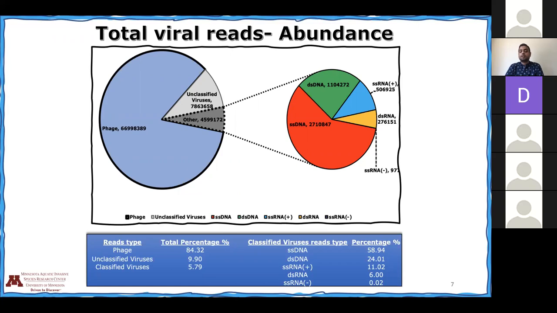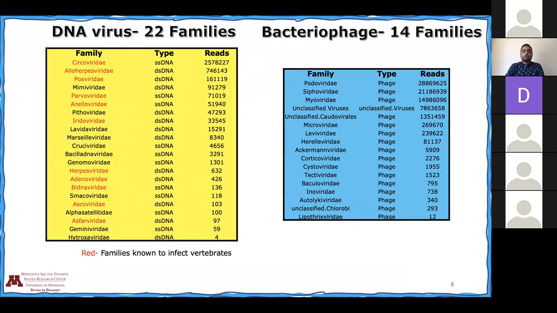We saw that single-stranded DNA viruses are more abundantly present, around 60%, and double-stranded viruses are around 24%, and the least abundant viral sequences are from single-stranded negative-sense RNA viruses. Again, we went in depth and analyzed what type of viruses are present, whether single-stranded or double-stranded. In total, for the DNA viruses, we found 25 families present, and among them Circoviridae is the most abundant, which is a single-stranded DNA virus.